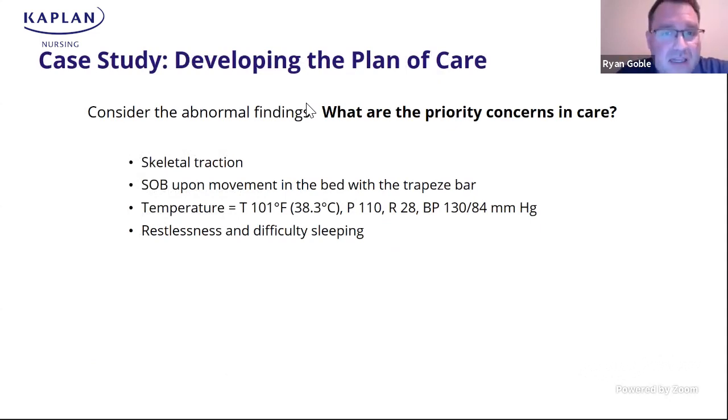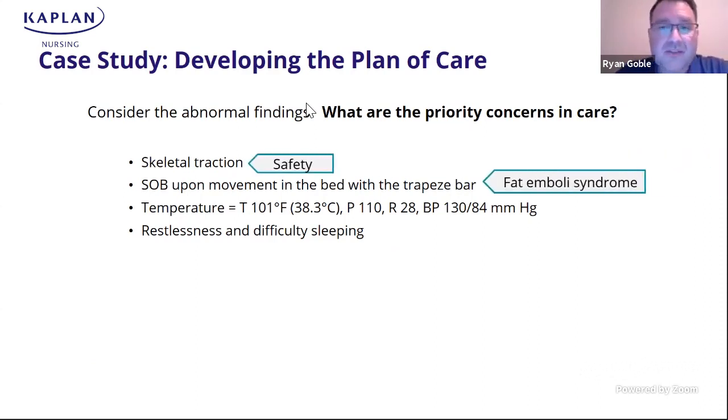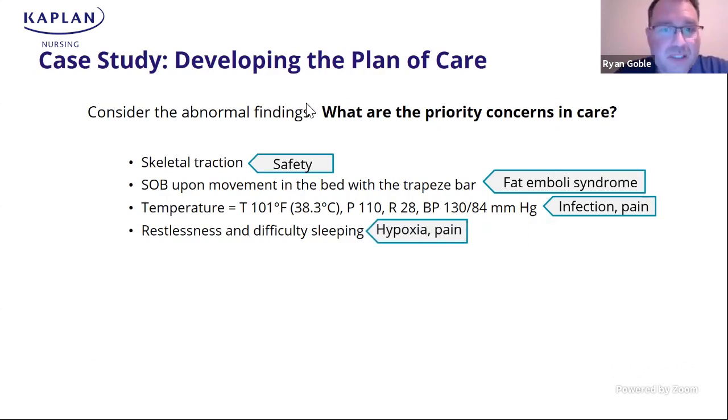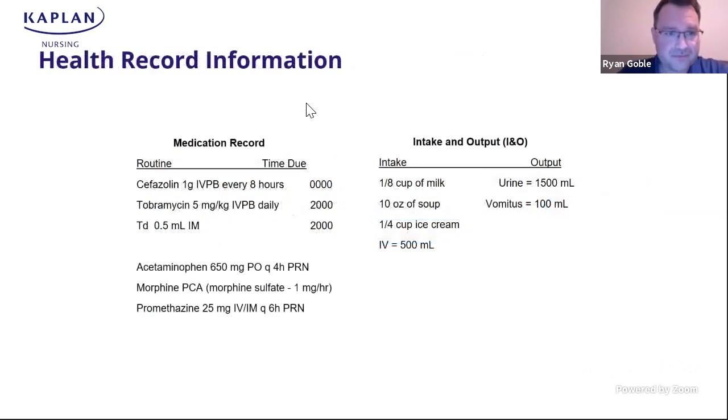Considering the abnormal findings, what are the priority concerns for this client? Safety, worried about fat emboli syndrome, infection. We see that the client is febrile. Could they be in pain? They are tachycardic. They're restless, having difficulty sleeping. Could it be because of hypoxia? Could it be because of pain? Perhaps both. Here you see the MAR and the I&O record.